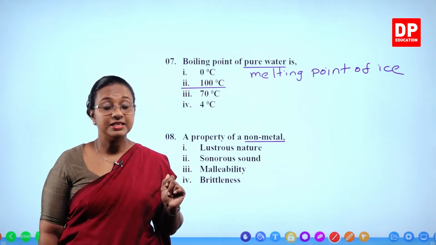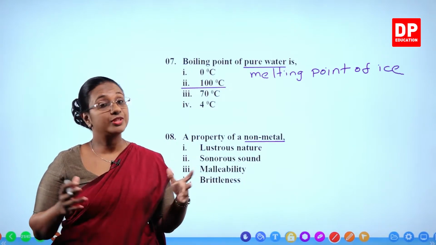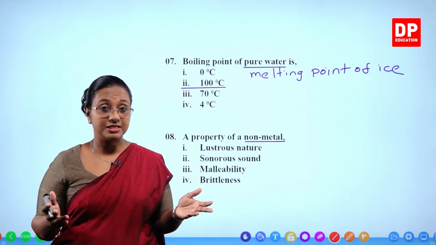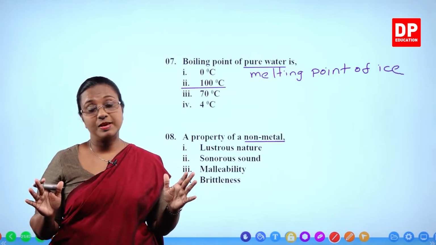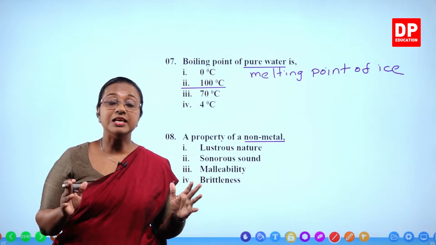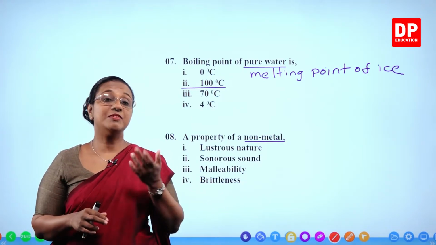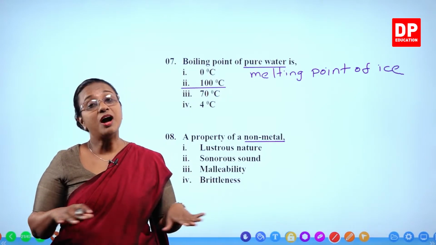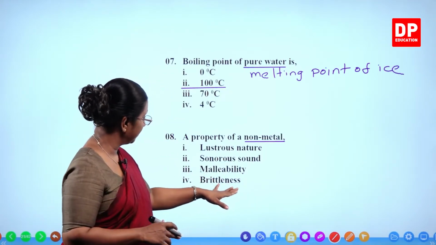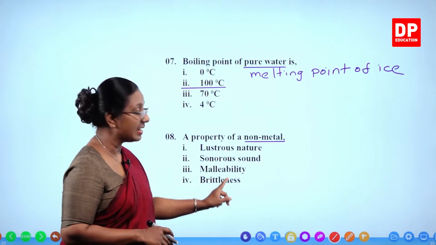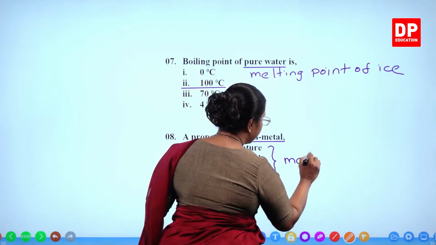Then if you take the next one, malleability. What is malleability? The ability to be hammered into sheets without breaking into pieces. So that again is usually seen in metals. You can remember, students, we discussed before, not all metals are malleable or ductile, but usually they show that property. They can be hammered into sheets. Even mercury is a liquid, so there you can't hammer it into a sheet, it's already a liquid. But most of the metals are malleable. So lustrous nature, sonorous sound, malleability are all properties shown by metals.